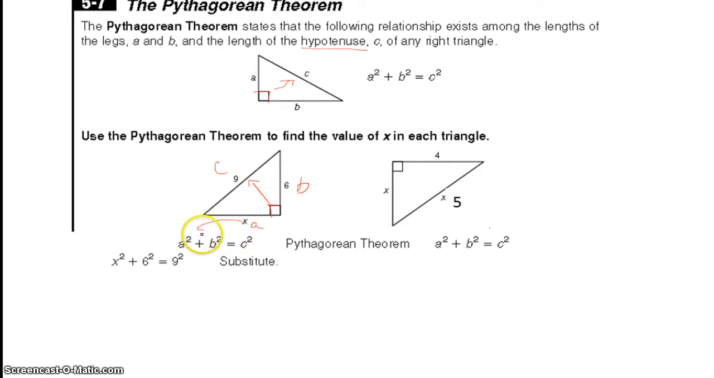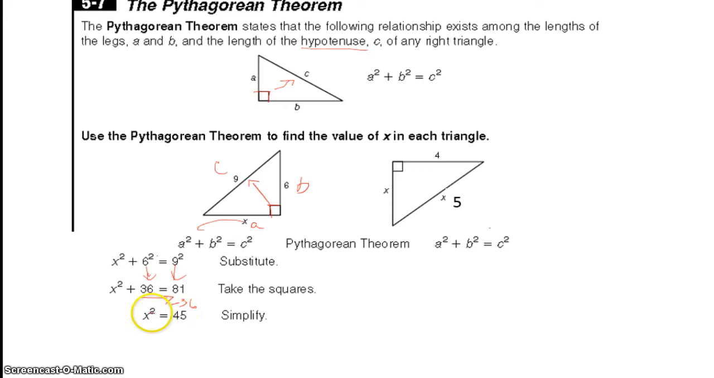So our A squared is what we're going to find, our B squared is our 6, and our hypotenuse of 9 will be 9 squared. So let's go ahead and square those out. We get 6 squared of 36 and 9 squared of 81. And now we're going to start solving for x. The first thing we need to do is get it by itself, so our 36 needs to be moved to the other side as a negative 36. That would leave us with x squared equal to 45.